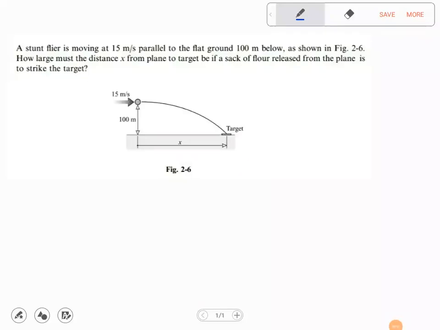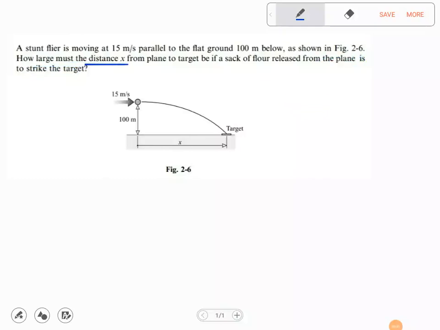Now, the question says a stunt flyer is moving at 50 meters per second parallel to the flat ground 100 meters below. So this is a flat ground, okay, and the plane is there, so it's moving in that direction, parallel. This direction is just the horizontal direction. Even this one is also just a flat ground, which is horizontal. I hope you now understand what's happening there. That means the plane is taking a horizontal motion.